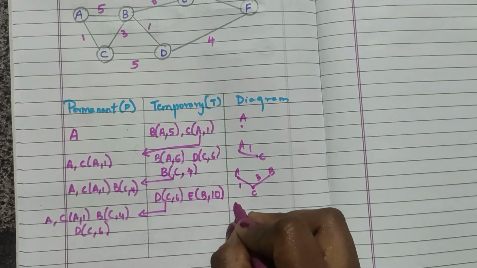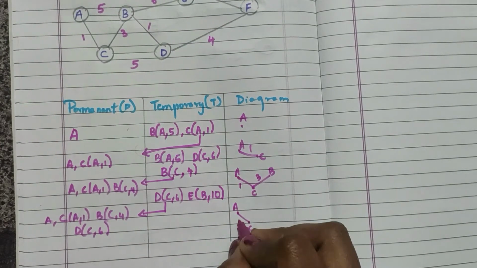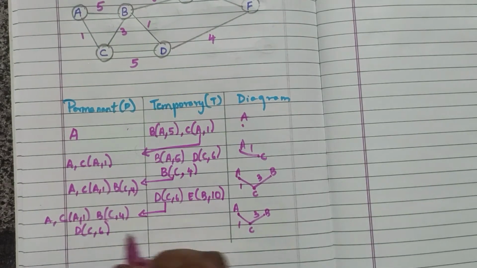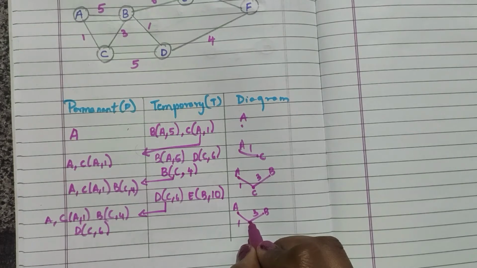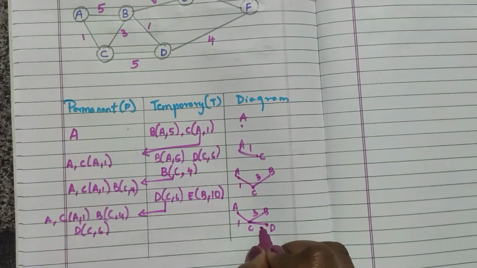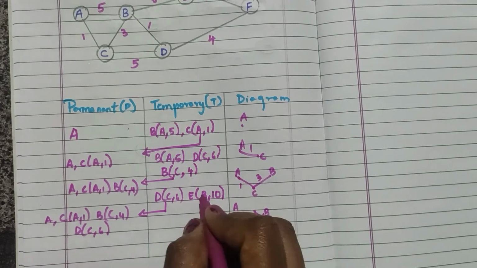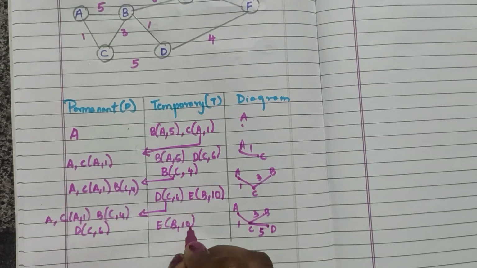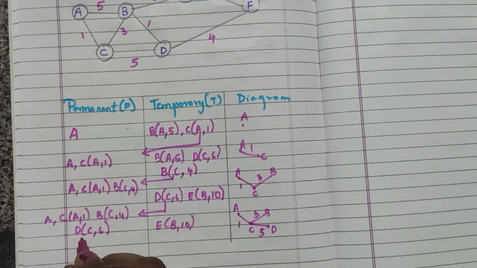So draw the diagram. C to 1 and then B. Now here if you see, through C to D. From C I'll move on to D, that is with cost 5. And now bring this down, E of B comma 10. So here D is added in the permanent table.